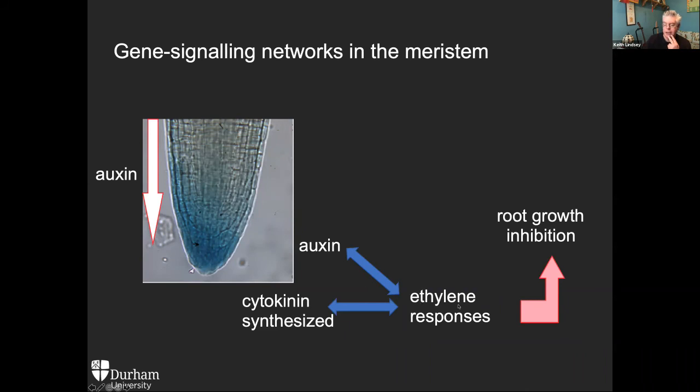So auxin can induce ethylene biosynthesis. Ethylene biosynthesis can regulate auxin synthesis, ditto cytokinin, which can be regulated by ethylene or regulate ethylene. So you've got a very complex network, hence the word network here. You've got a network of these interacting hormones, and if that network is perturbed and you get too much ethylene, ethylene will block the growth of the root. So you need a careful balance of these activities to stop too much ethylene accumulating. Ethylene is a gas, but it acts as a hormone. And too much of it will stop the roots growing.